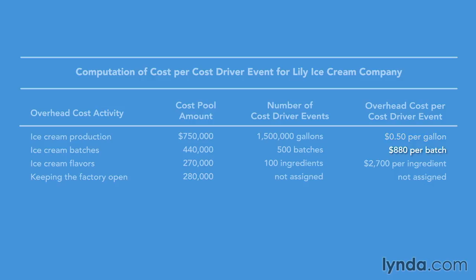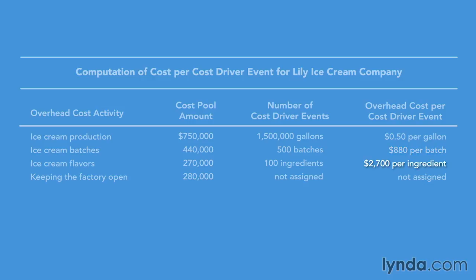The $880 per batch overhead cost computed for the producing a specific batch of ice cream activity reflects the cost of machine cleanup and repair, production supervisor inspection, and accounting procedures associated with starting and stopping each new batch of ice cream. Note that these batch overhead costs are independent of the size of the batch.